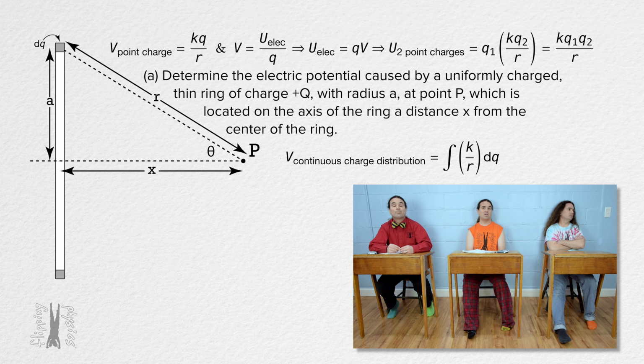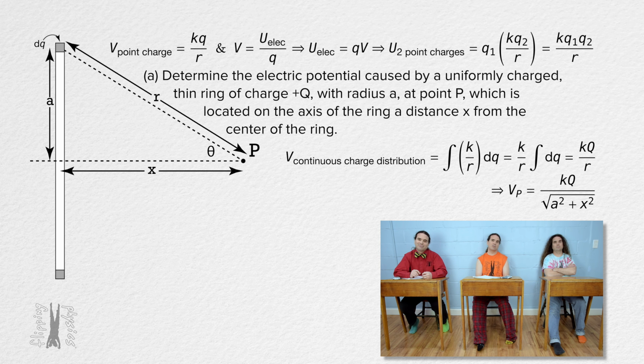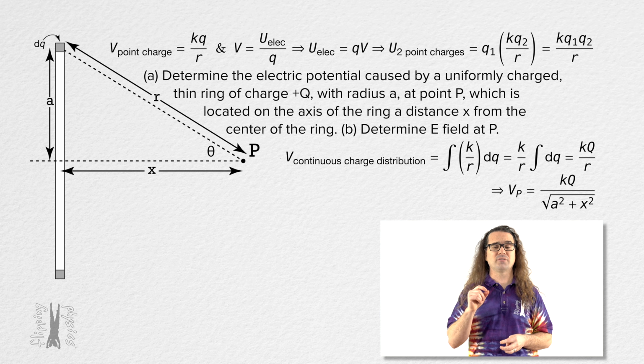The Coulomb constant and r are constant for every charge dq, therefore they can come out from under the integral. The integral of dq is just q, the charge in the ring, but r is not one of our known values, so the Pythagorean theorem tells us we can replace r with the square root of the quantity a squared plus x squared, and we have the electric potential at point P caused by the uniformly charged thin ring. Very nice, Bobby.